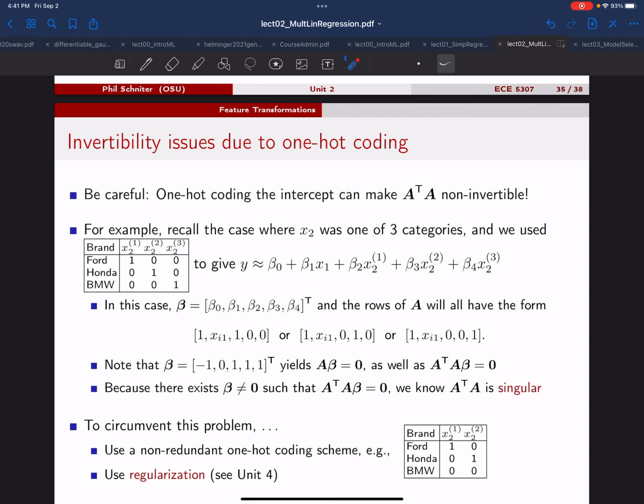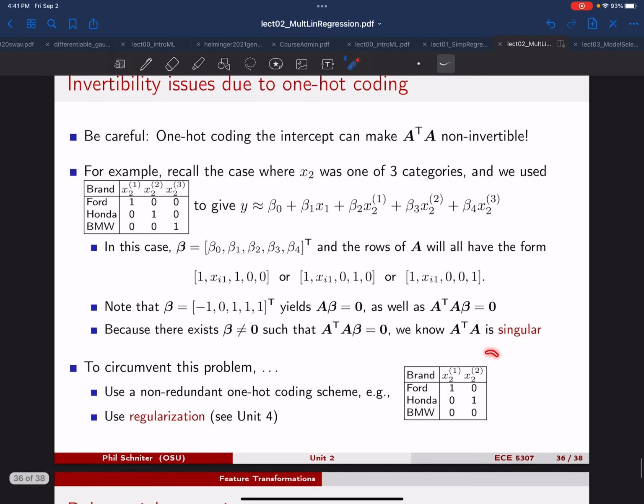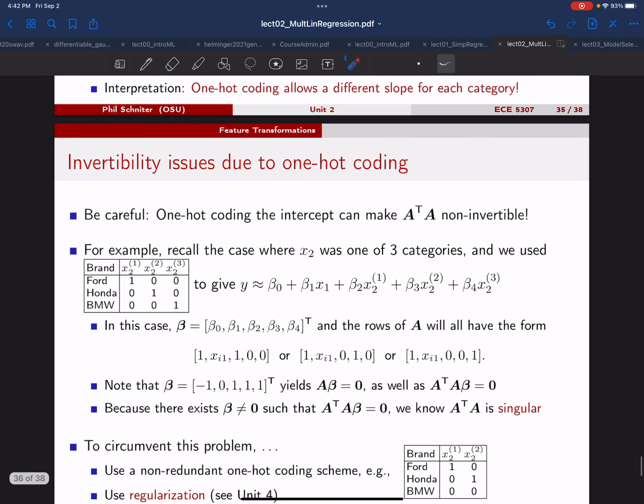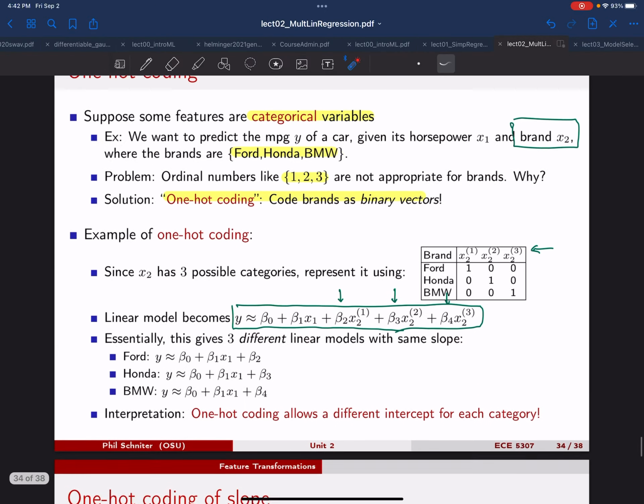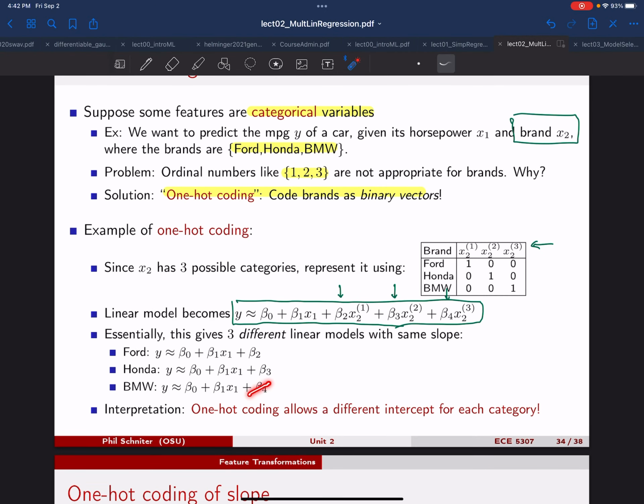So there's a couple ways around this problem. One way is just to be a little bit smarter with how you do the one-hot coding and say, I'll just use a simpler one-hot coding scheme where I only expand it into 2 binary vectors. So, for example, you could use Ford as 1, 0, Honda 0, 1, and BMW as 0, 0. And if you do this, that's essentially saying that that last column is always 0, which would mean in this case, it would basically get rid of this beta 4. You never have that. And this is all the freedom you need.